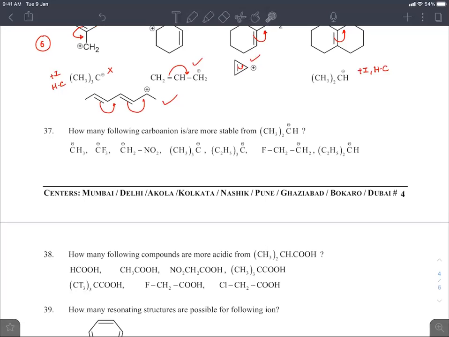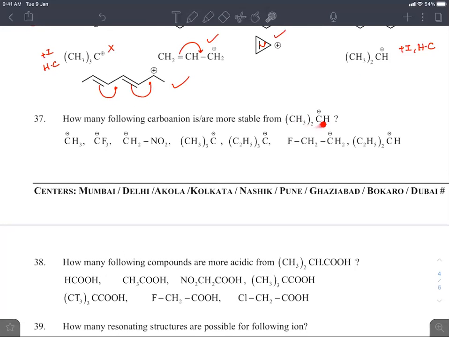How many of the following carbanions are more stable than this one? This is secondary. Anything which is primary will always be more stable than this. So this is more stable. This is also more stable because there are withdrawing groups. This is also withdrawing, so more stable. This is less stable because there are more methyl groups which are supporting. This is also highly unstable. Here there is a withdrawing group, so this is also more stable. Here, if you compare this CH3 and this C2H5, C2H5 is more donating. So even this is less stable. Okay. So 1, 2, 3, 4. So the total number of carbanions here which are more stable is 4.